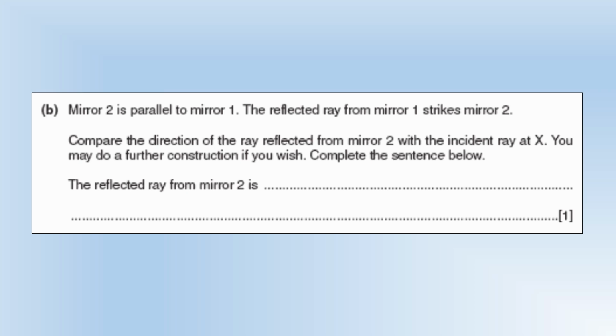Mirror 2 is parallel to mirror 1. The reflected ray from mirror 1 strikes mirror 2. Compare the direction of the ray reflected from mirror 2 with the incident ray at X. You may wish to construct it, so that it's going to be parallel to the original ray. Because the mirrors are parallel, the ray will end up being parallel to the original one.